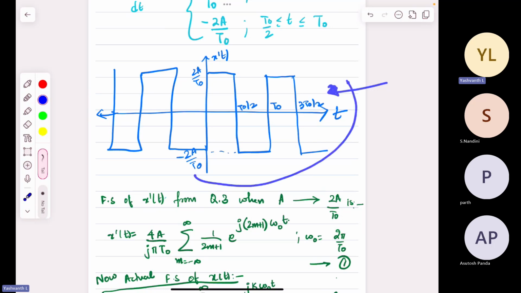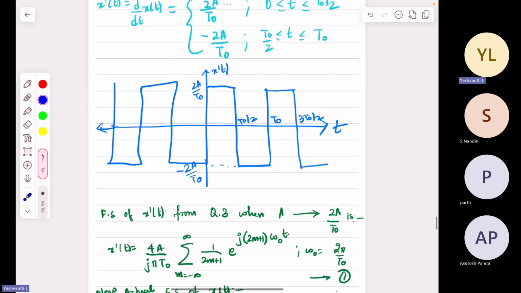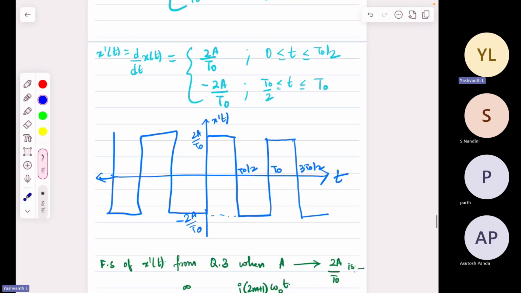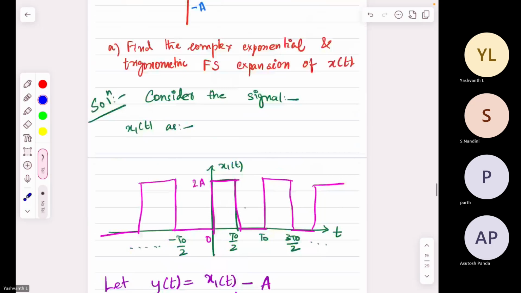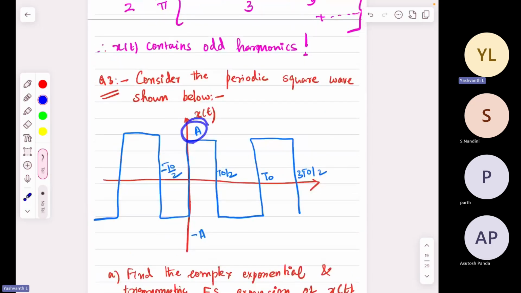And now this is exactly the signal for which we calculated the Fourier series in the previous question. Correct? The only difference is a different amplitude. Here we have 2a by t0, but in the previous question we had just a. It is exactly the same signal except for the change in amplitude. Therefore, simple. What should we do?